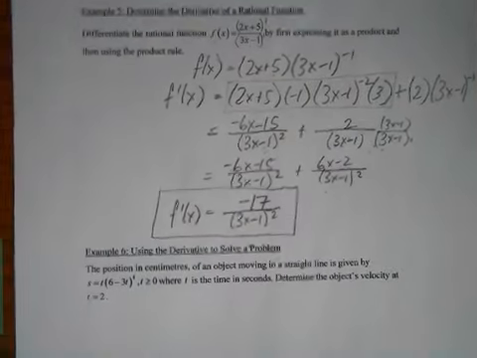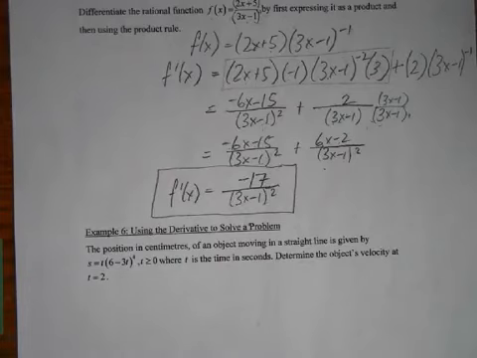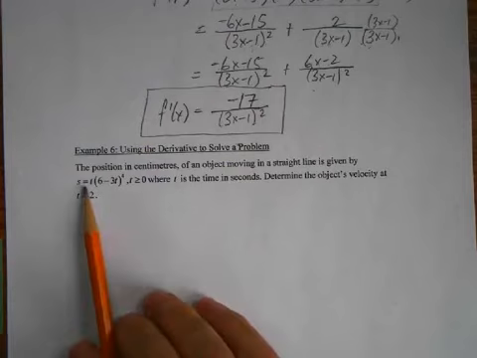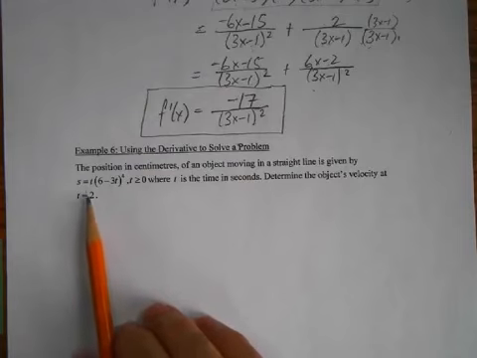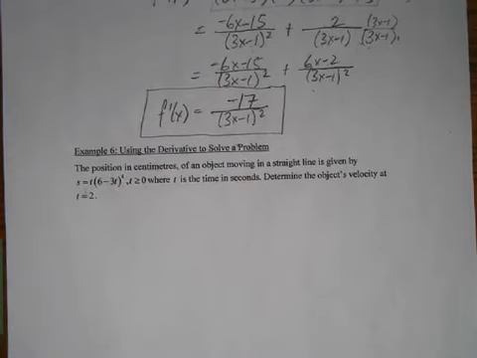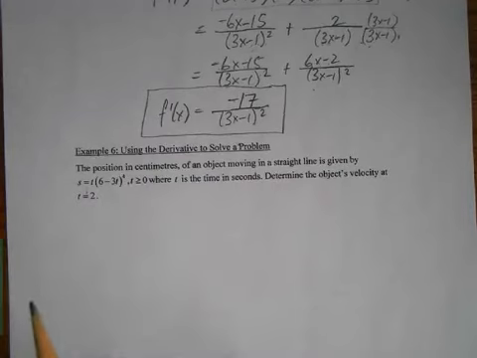Okay. All right. Here's a word problem. The position in centimeters of an object moving in a straight line is given by s. So s is the position, equal to t times (6 minus 3t) to the fourth, where t is greater than 0. t is the time in seconds. Determine the object's velocity at t equals 2.